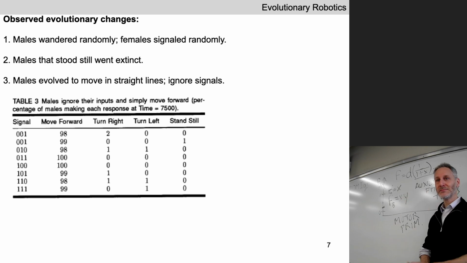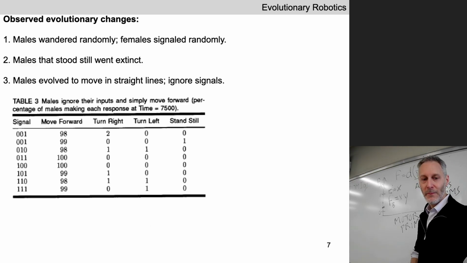Typical males, right? Yeah, they're just ignoring the females. Just ignoring the females. Around and around they go on the toroid. Doesn't look good for this experiment, right? This is certainly not the evolution of communication.